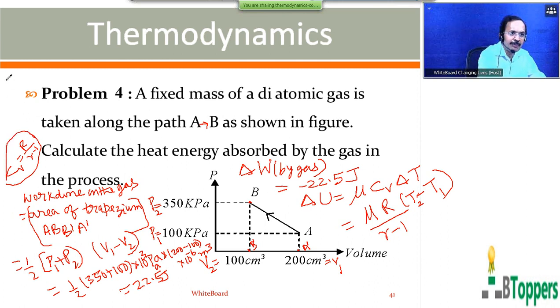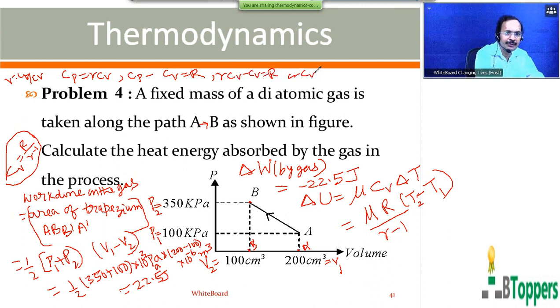You want to know how you get it? Gamma is Cp by Cv. From this equation, you can write Cp equal to gamma into Cv. Substitute Cp equal to gamma into Cv in Mayer's relation, Cp minus Cv equal to R. So gamma Cv minus Cv equal to R, or Cv into (gamma minus 1) equal to R. So you are expected to remember this result. The molar specific heat of gas at constant volume is equal to the molar gas constant, denoted by capital R, divided by gamma minus 1.